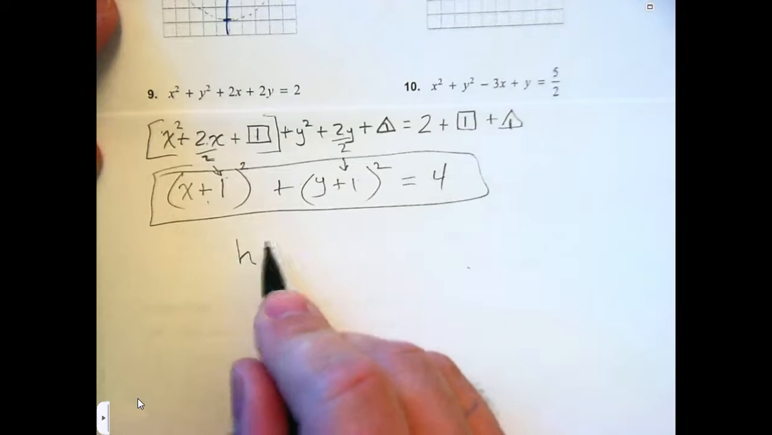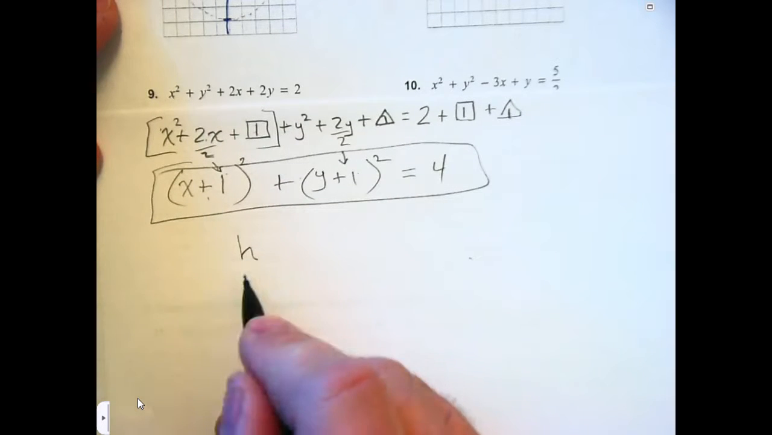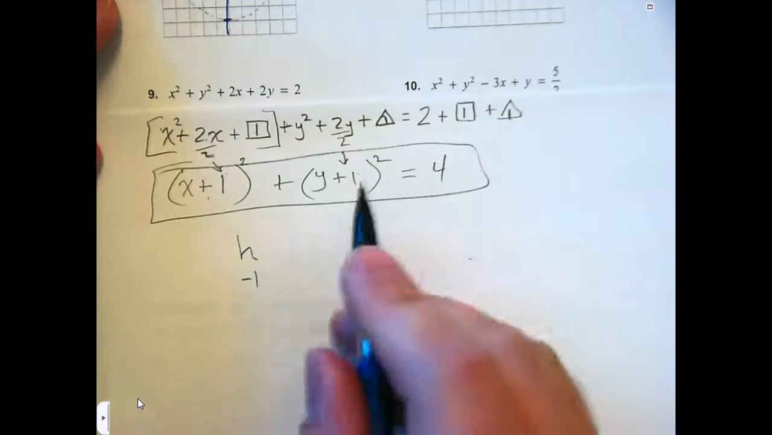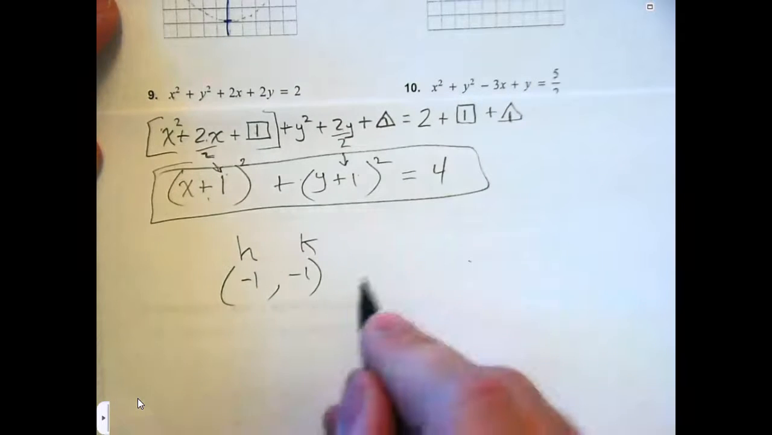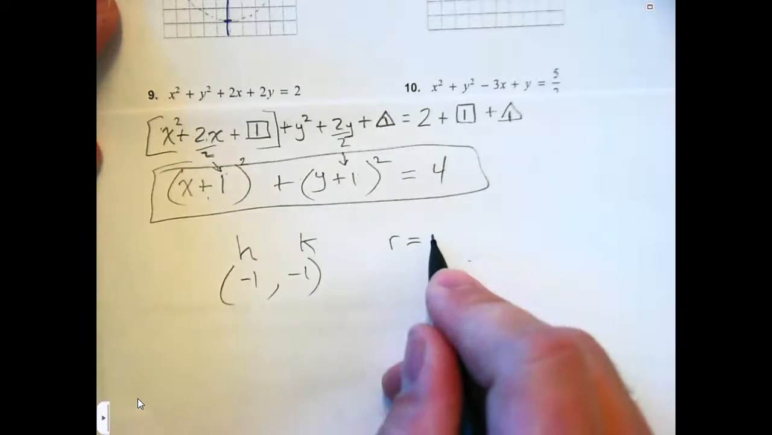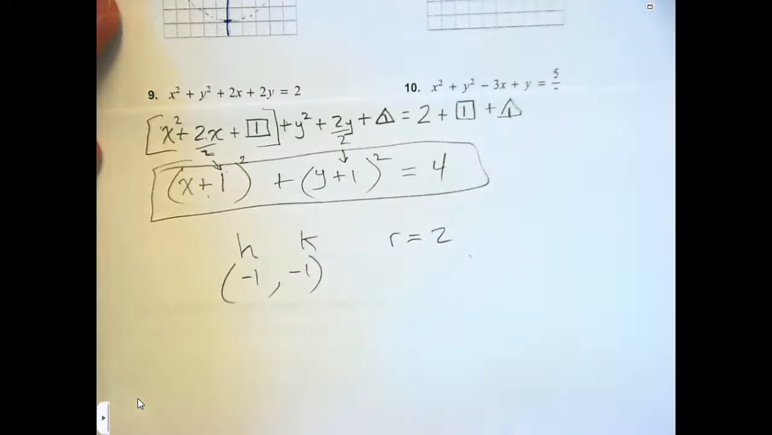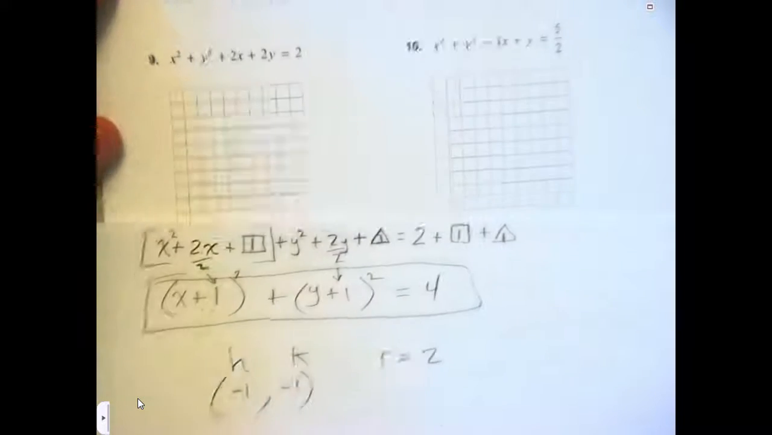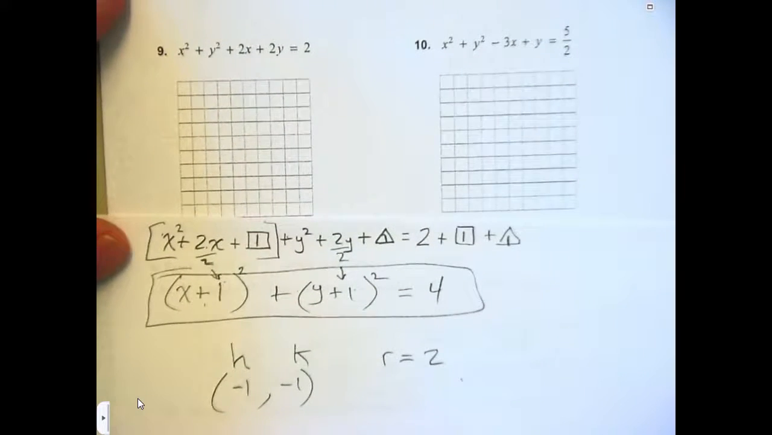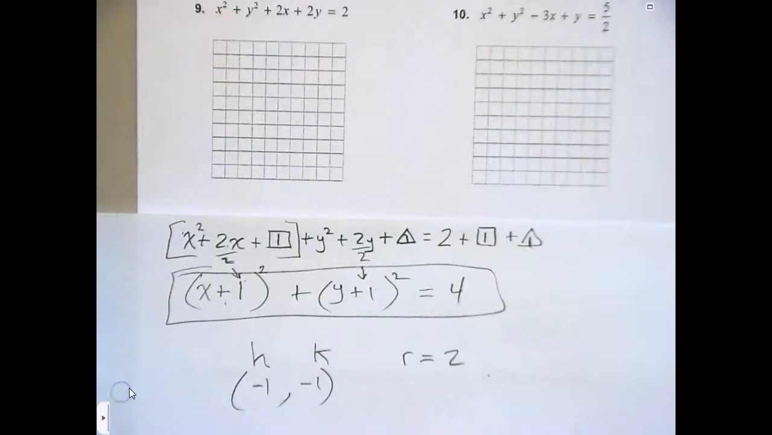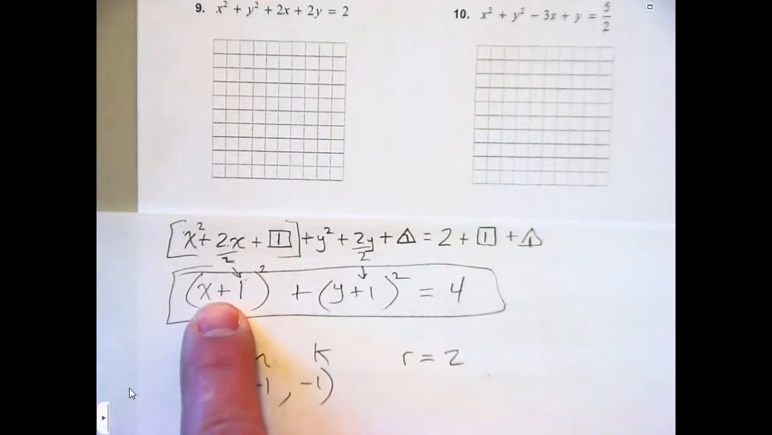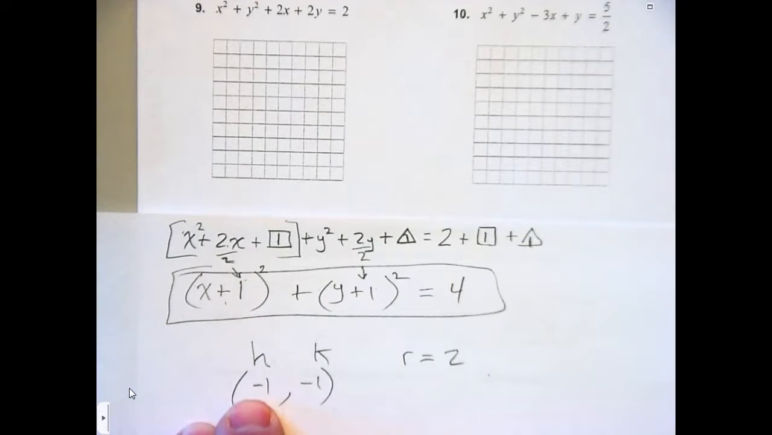H is what? It's actually -1, right? K is -1. What is r? 2, square root of 4. Okay, you can now graph that circle. All right. So part of your assignment tonight is to finish the extra practice. Remember, anytime this says +1 here, it's the opposite here. It's -1 here. If it said -1 there, then it would be +1 down there.